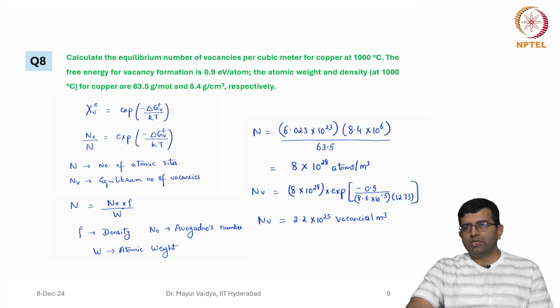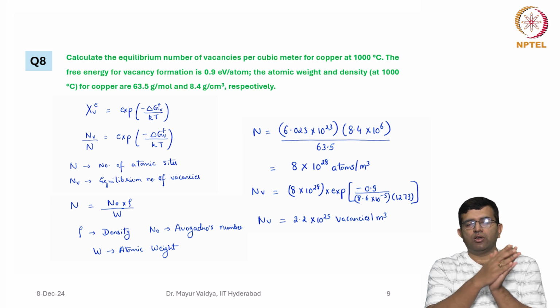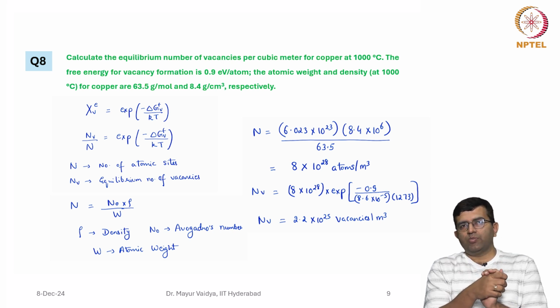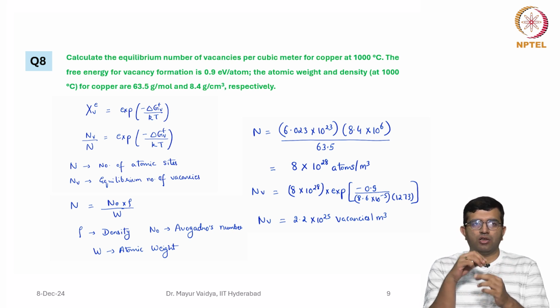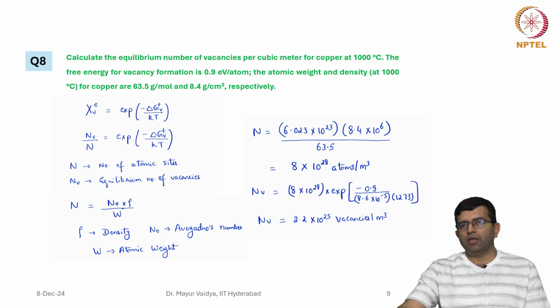So, 1273. I am just highlighting this because in the assignments or in the exam, people tend to make this mistake of the unit conversion, and then you end up with a wrong answer. So, if you put everything correctly, you get 2.2 into 10 to the power 25 vacancies per meter cube.